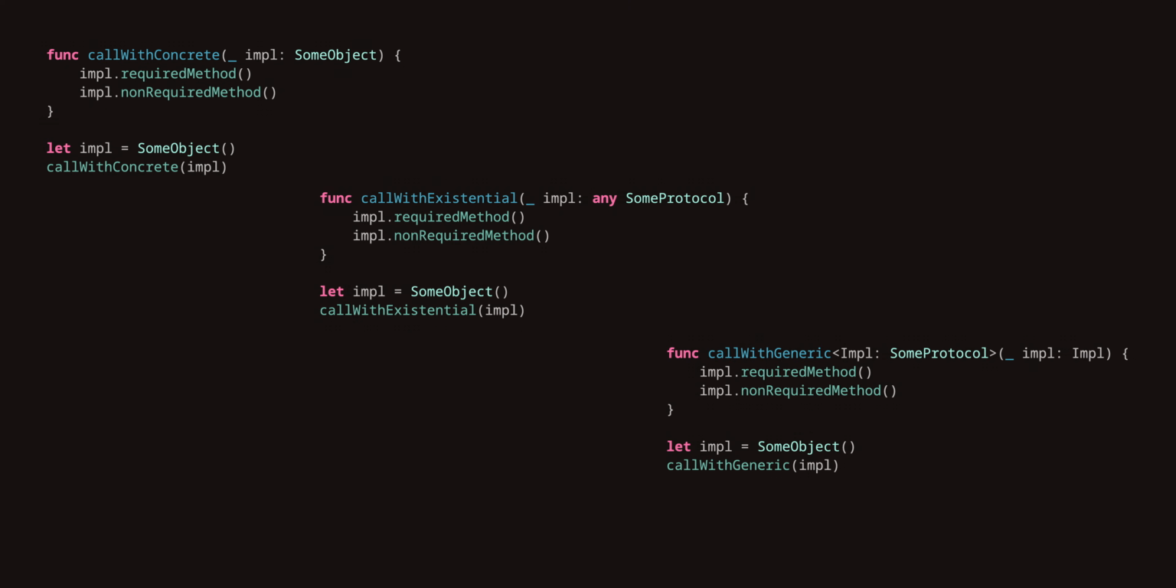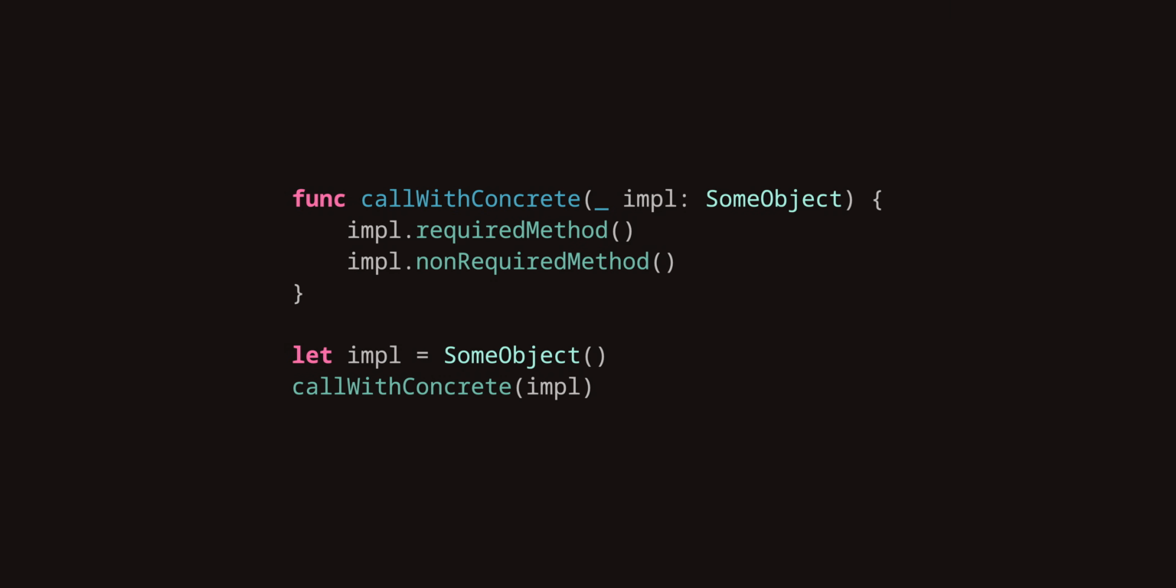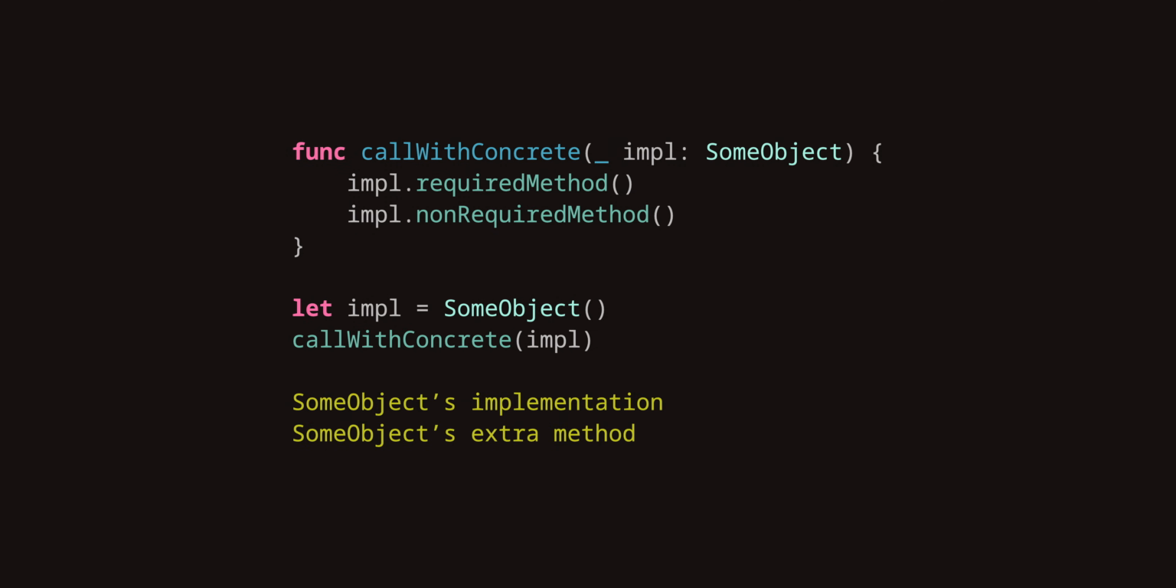Finally, you instantiate the object and use it three different ways, as a concrete, existential, and generic type. The question is, what will be the result of calling each method? When you use the implementation directly, the compiler and runtime know nothing about the protocol. For that reason, they always use the methods declared on the object itself.